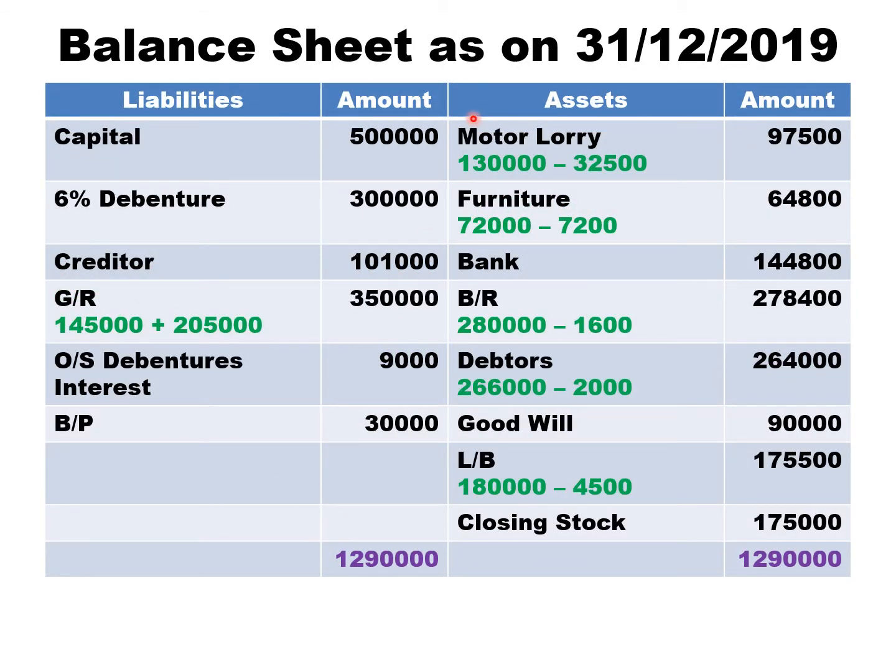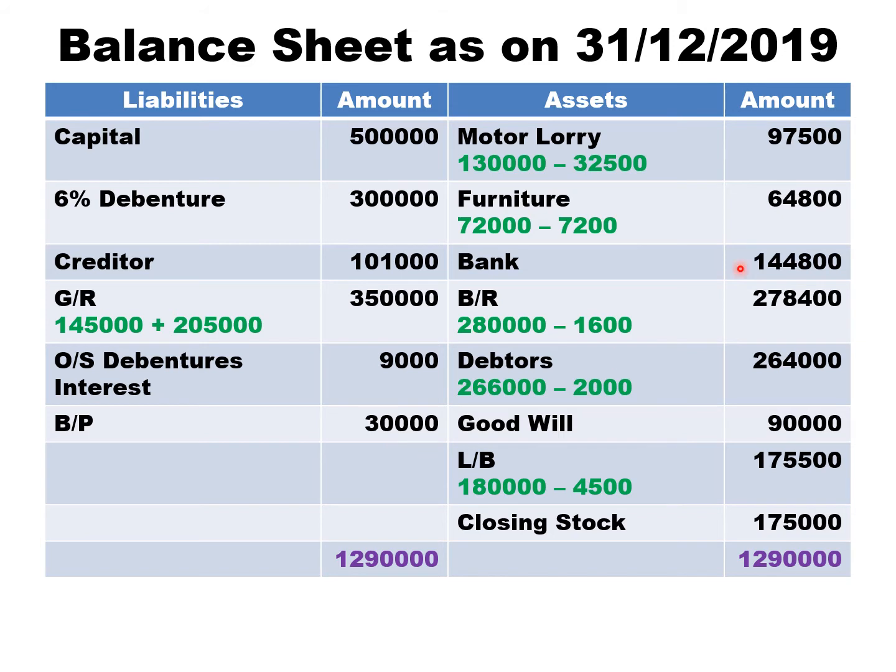Here's the balance sheet, students. Capital 5 lakh, 6% debenture 3 lakh, creditor 1 lakh 1,000. Then general reserve given in the question is 1,45,000 plus the general PL account which was found in the previous slide, 2,05,000. The answer in the general PL account to be added to GR. Outstanding debenture interest 9,000. As explained before, half interest is not paid. Not paid is a liability.